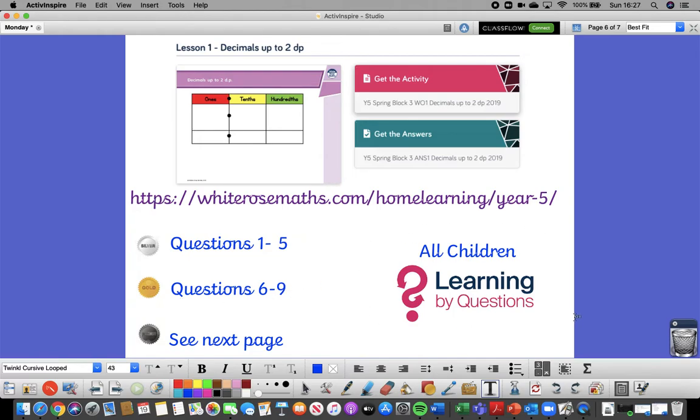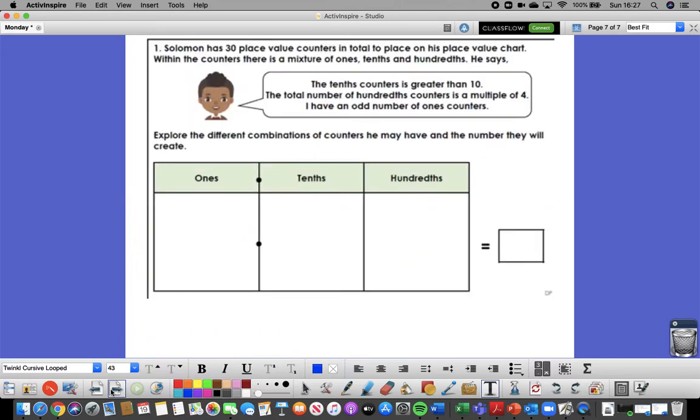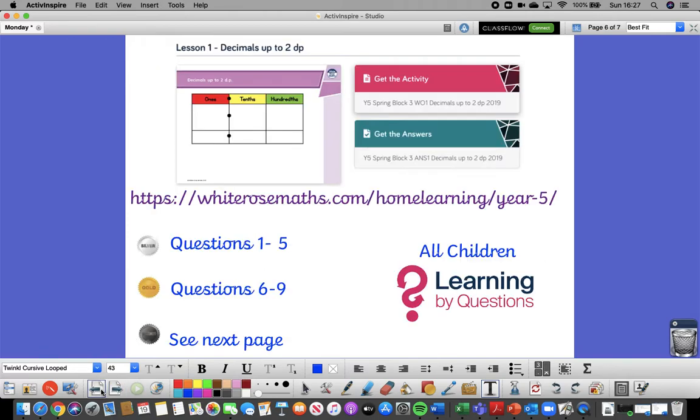Everybody, I'd like you to have a go at your learning by questions, and the code is on our school webpage today for you. For platinum, you have got a bit of a problem solving one to do, where you've got to explore different combinations that can be made using different counters. Okay, so think about what you know about your place value. When you have done your questions, you can also mark the silver and gold questions yourself. If you want platinum marked, then please send it to us.